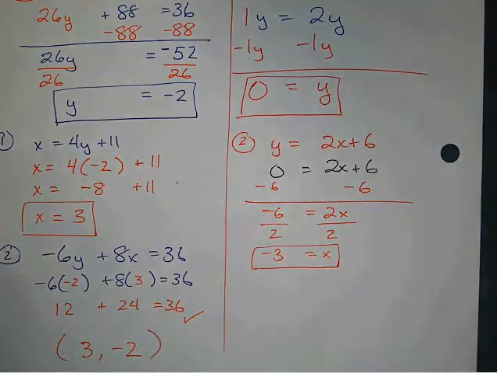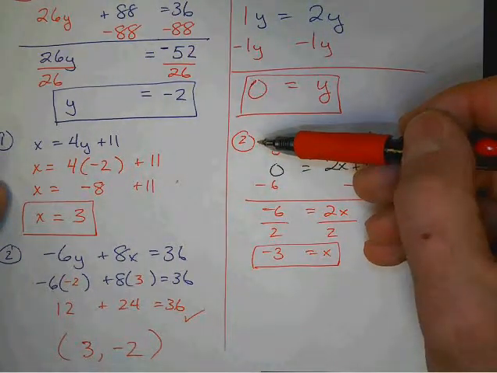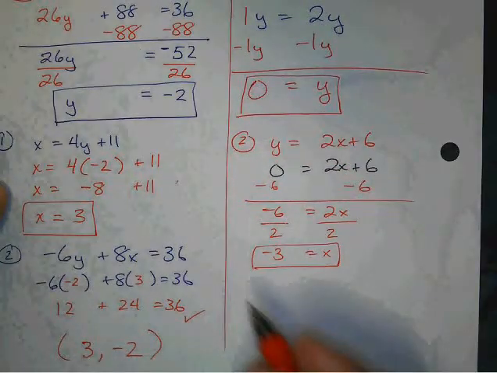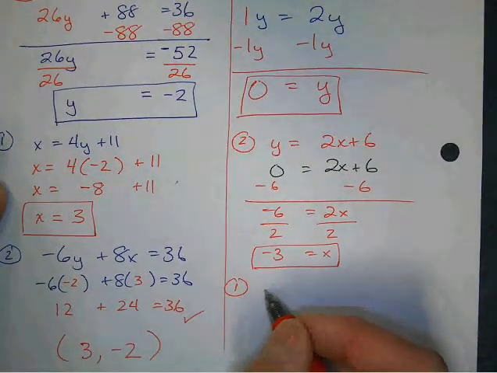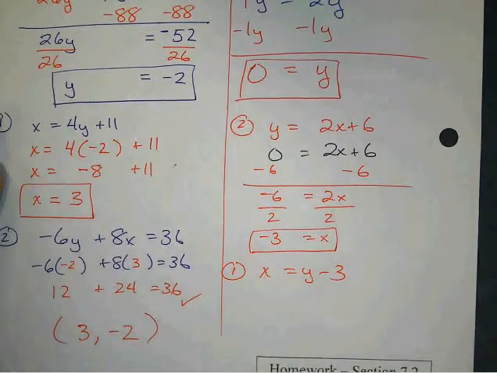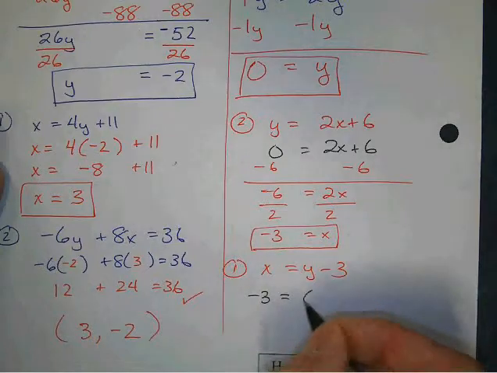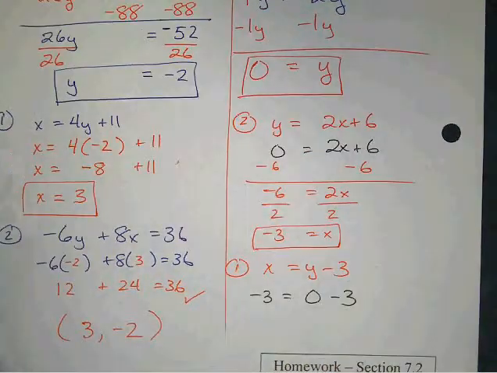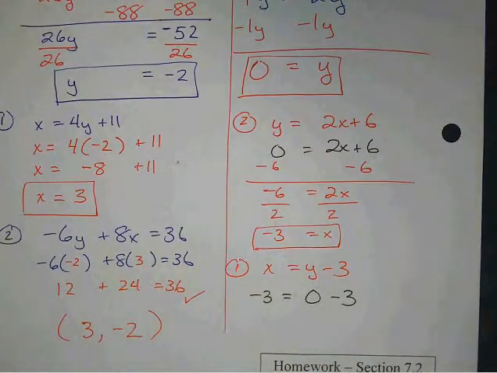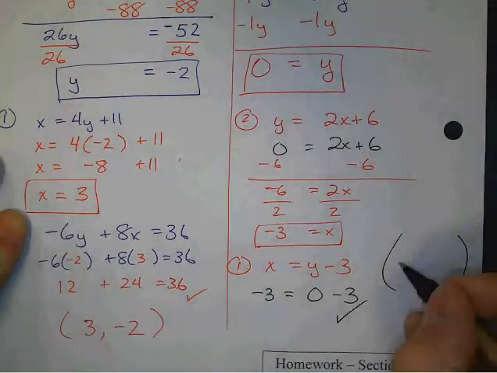No one told me to use equation 2. So now what am I going to check it with? Equation 1. So here I'm going to write a little 1 there. Write my equation, x equals y minus 3, plug in my values. It looks like x equals negative 3, y equals 0, and I ask you the question, is negative 3 equals 0 minus 3? True? So, off to the side, I put my check, and let's write our answer, negative 3, comma 0.